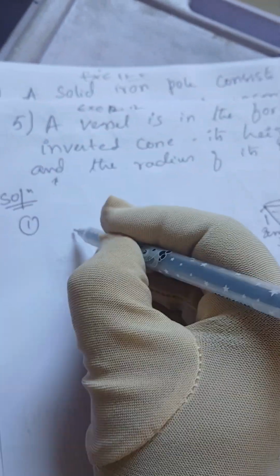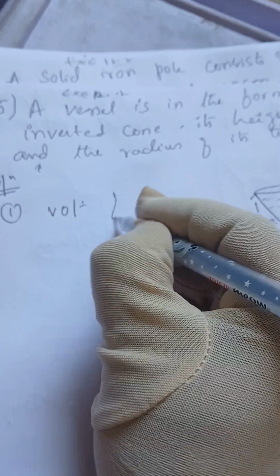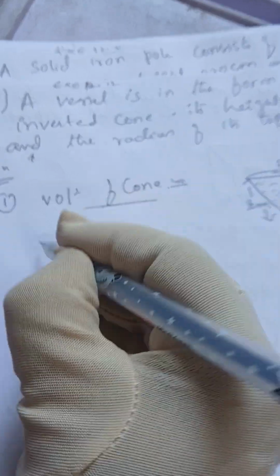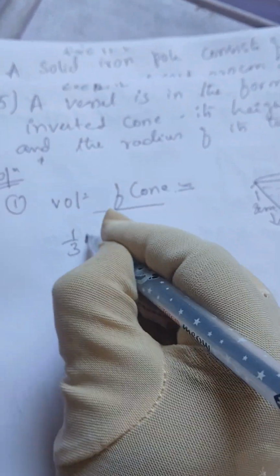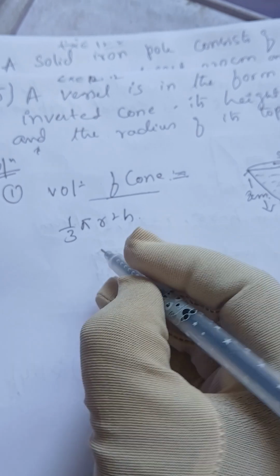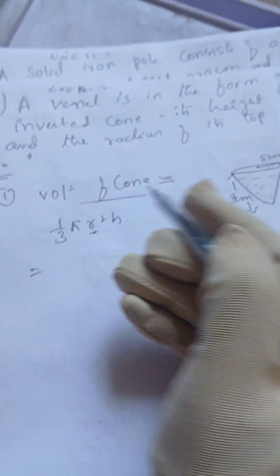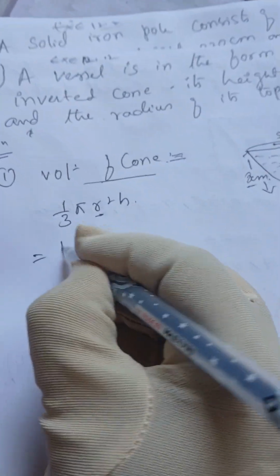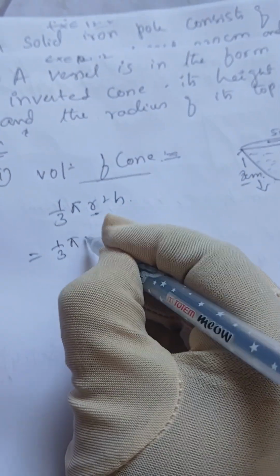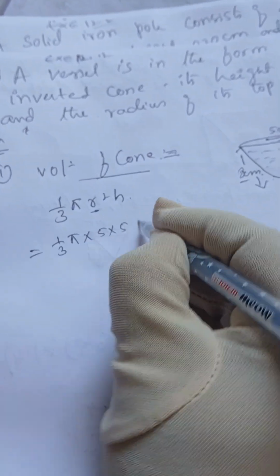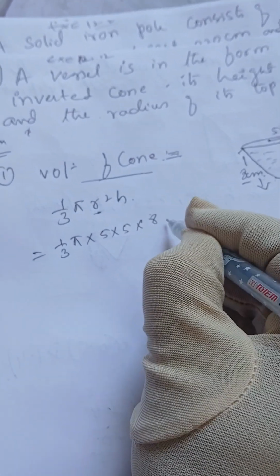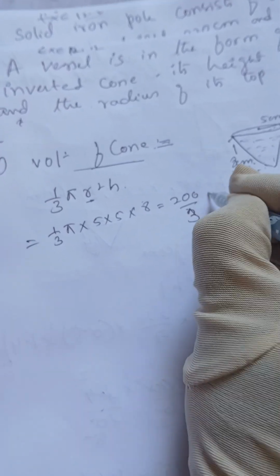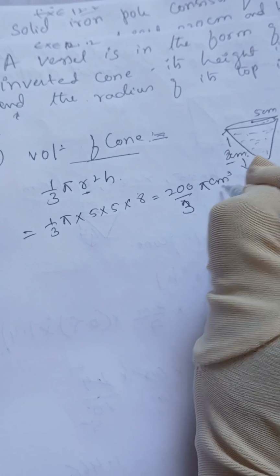First we will calculate the volume of the cone. The volume of a cone is equal to 1 by 3 pi r square h. Clear? We know the r value of the cone is 5 centimeters and the h value is 8. So we substitute 1 by 3 into pi into 5 into 5 into 8. If we calculate, we will get 200 by 3 pi centimeter cube as the volume.